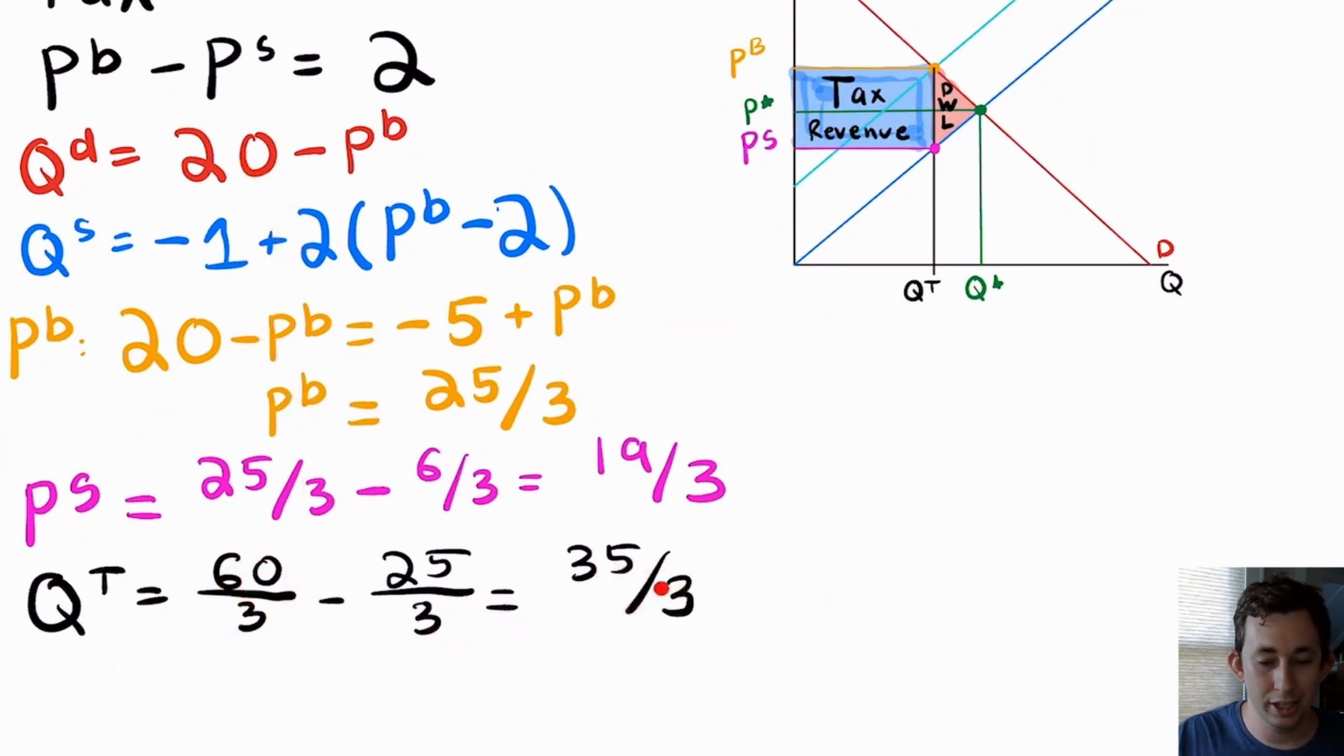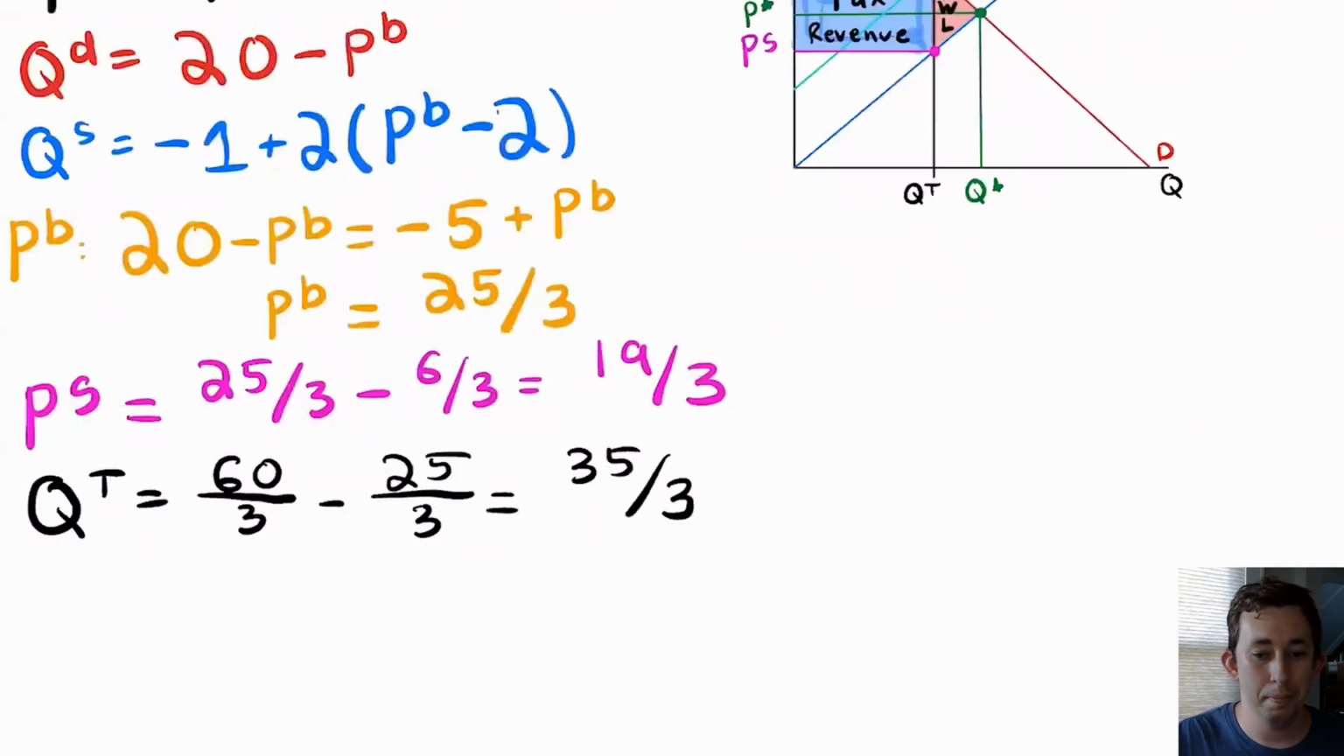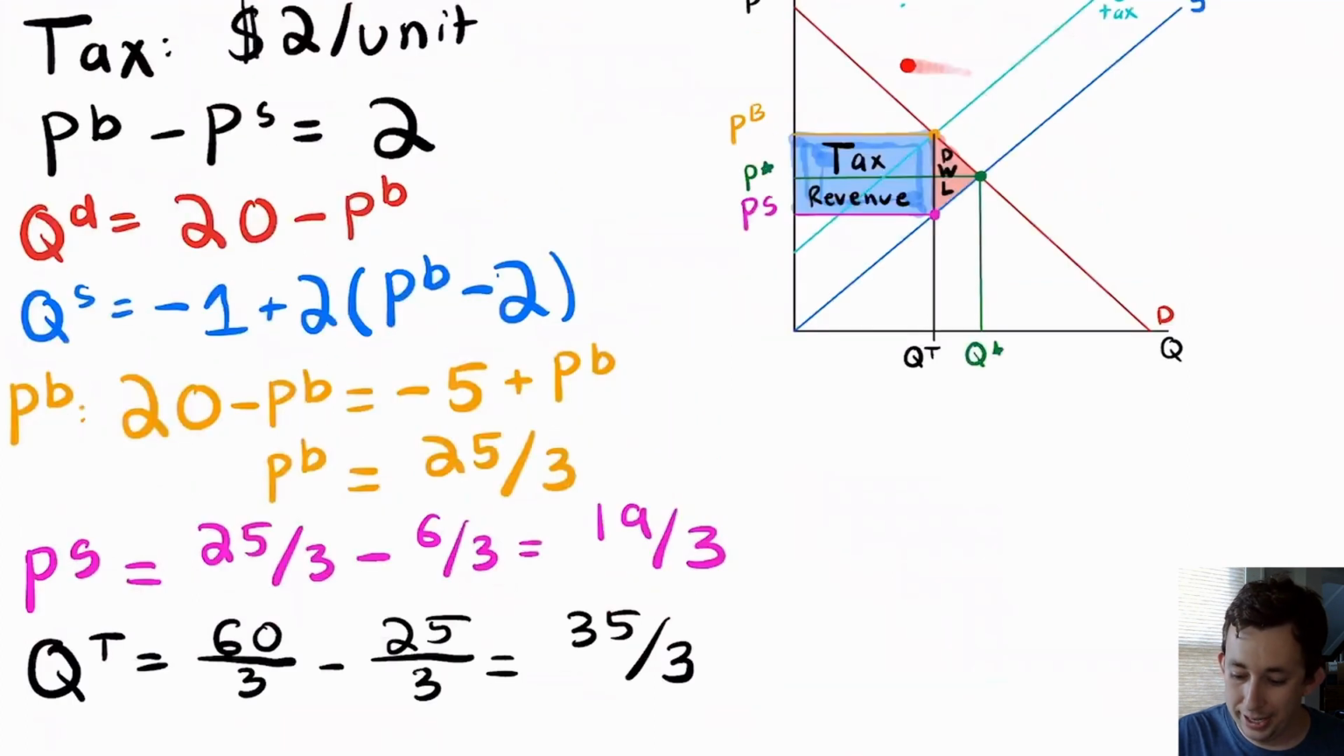I'm going to get 60/3, which is just 20, minus 25/3 equals 35/3. Okay, so I do another check. 35/3 is less than 13, which is Q star, so I must have done something correct. And now I've solved for Q tax, the price the buyers pay, the price the sellers receive, as well as Q star and P star. So now I have completed this graph.